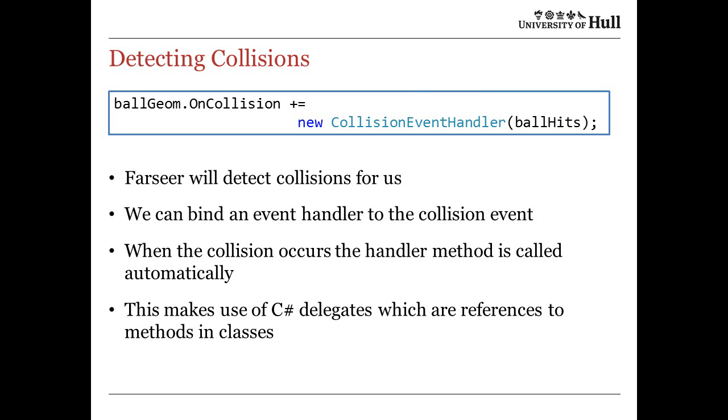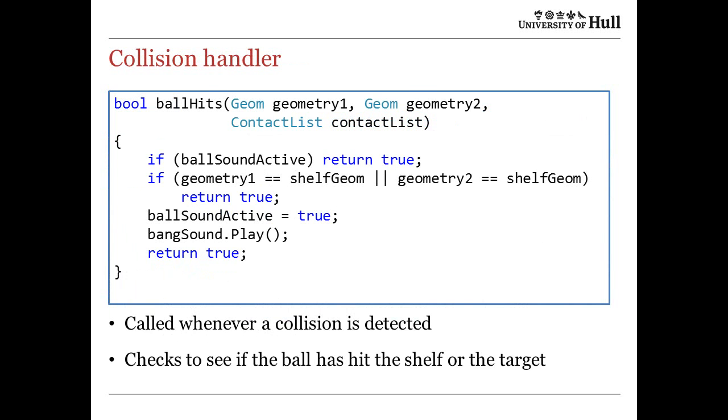And the method itself, ball hits, is this thing. Now, ball hits is called by Farseer when the ball hits something. And Farseer gives me the first geometry in the collision and the second geometry in the collision and a list of all the points where they've made contact. Which one's the first and which one's the second? I don't know. One of them's the first and one of them's the second, all right?